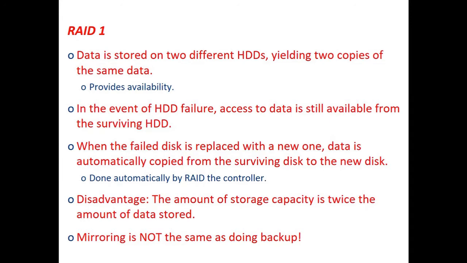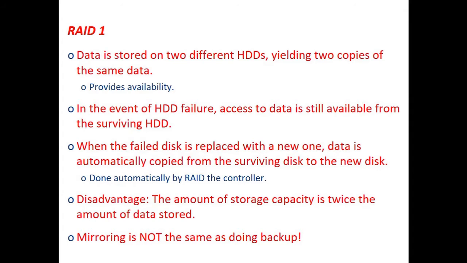In the event of a hard disk drive failure, access to the data is still available from the surviving hard disk drive. That is a major advantage. Data protection is achieved to the maximum here. When the failed disk is replaced with a new one, data is automatically copied from the surviving disk to the new disk, which is done automatically by the RAID controller.